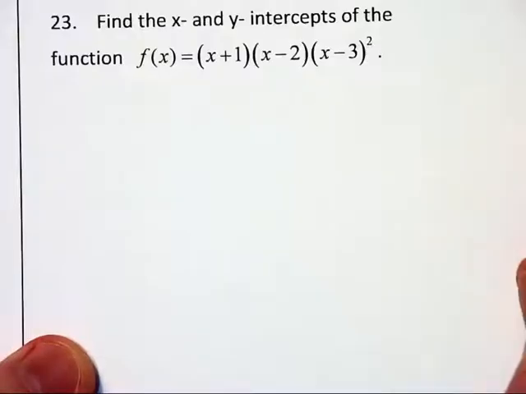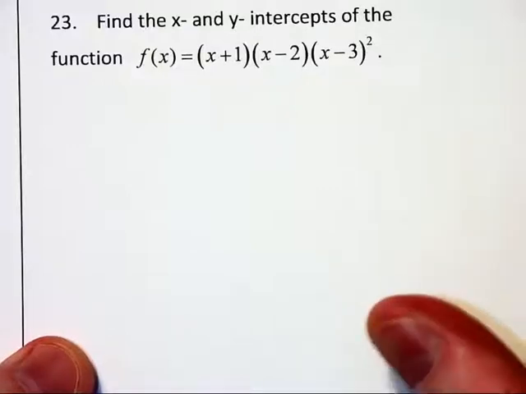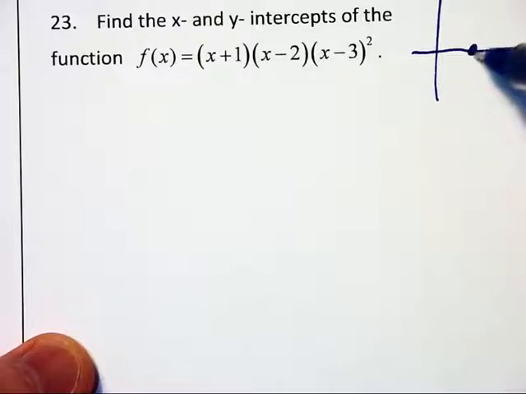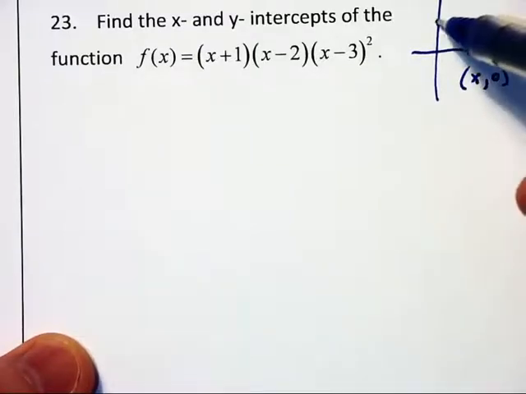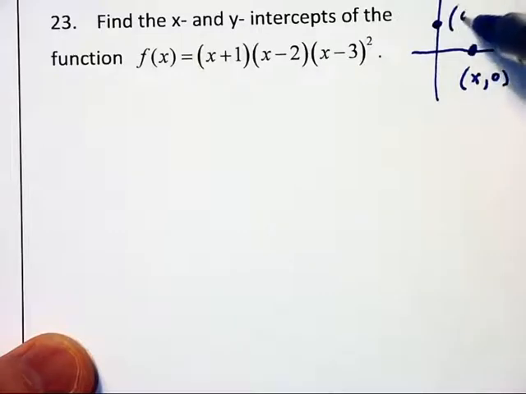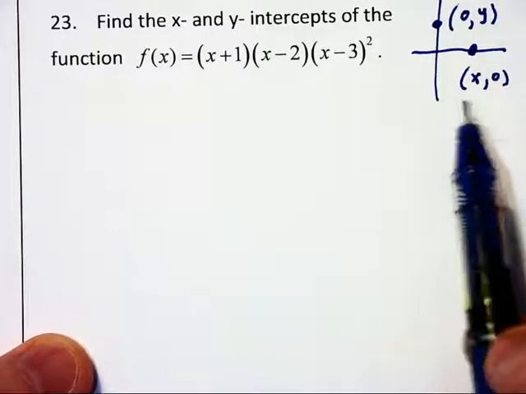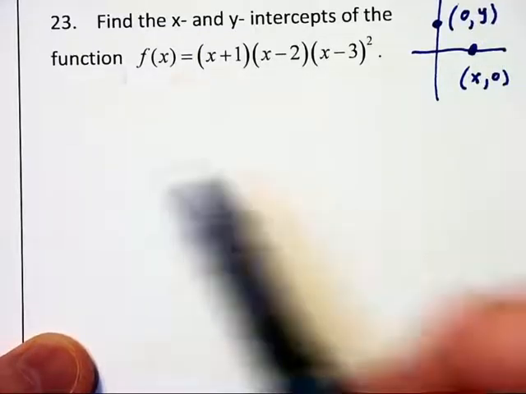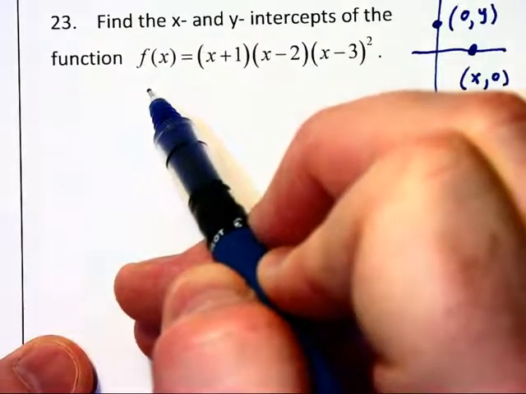Find the x and y intercepts of this function. Now let's think about this. When I have an x-intercept, it's going to be at some number x, comma 0, and when I have a y-intercept, it's going to be at 0, comma some number y. So whenever I have an x-intercept, y is 0, and whenever I have a y-intercept, x is 0. So let's start by letting y be 0.